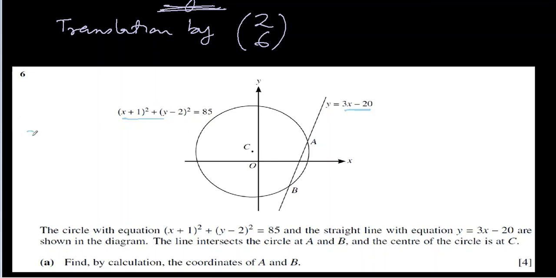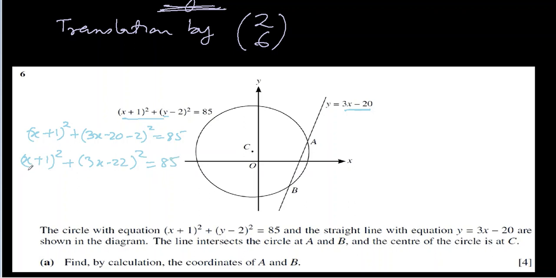Let's start here. (x + 1)² plus, in place of y − 2, I will write 3x − 20 − 2, squared, equal to 85. I hope you understand. In place of y, 3x − 20. So it becomes (x + 1)² + (3x − 22)² = 85.